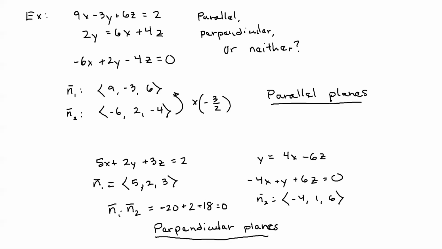If we had not gotten 0, what would that have told us? It would have told us that the two planes are neither parallel nor perpendicular.